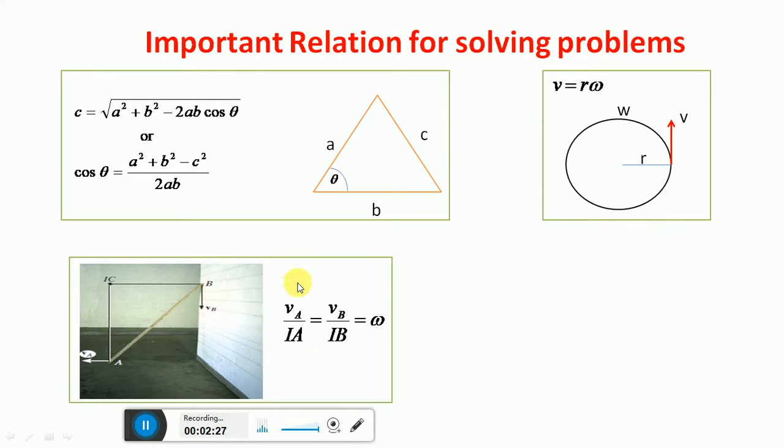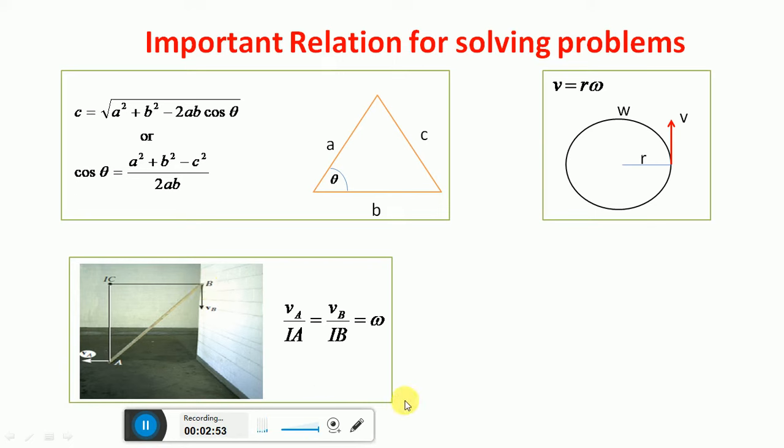That means the ratio of the velocity of each particle on that body to its distance from the center of rotation will be constant. So for a general plane motion body, if we assume at any instant there is pure rotation about the I center, we can use this relation for finding the velocity of A as well as the velocity of B, which lie on the body under general plane motion.